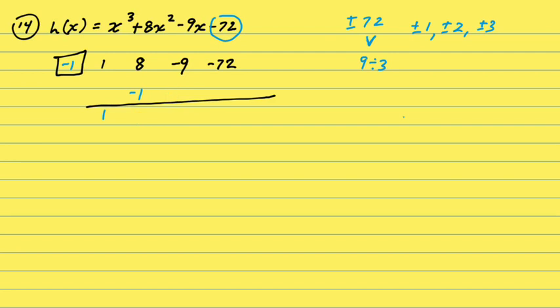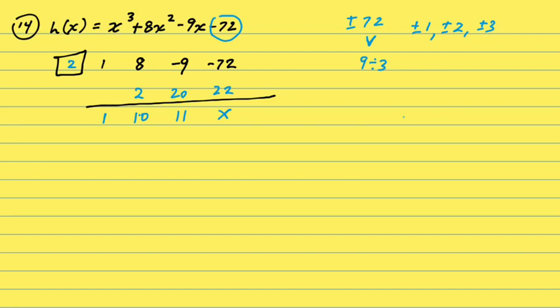2. I agree. Let's try 2. And then negative 2. Bring down the 1, multiply. 2 times 1 is 2. Add, that's 10. 2 times 10 is 20. Add, I think that's 11, isn't it? Yes, 2 times 11 is 22, and that's not 0, is it?